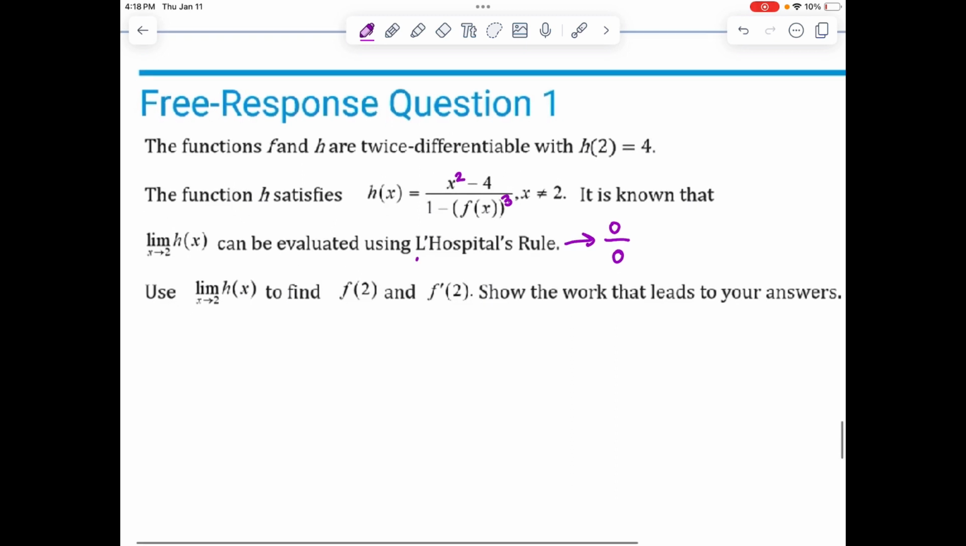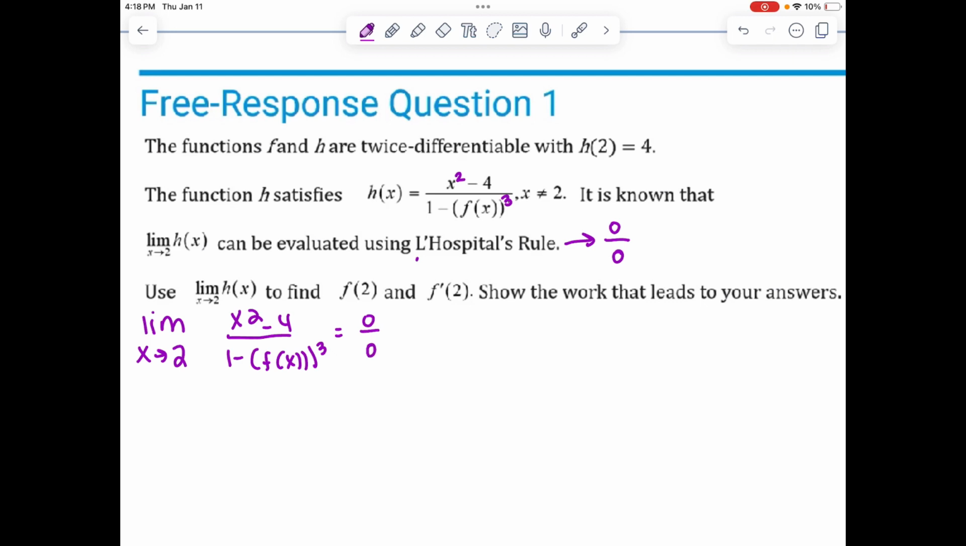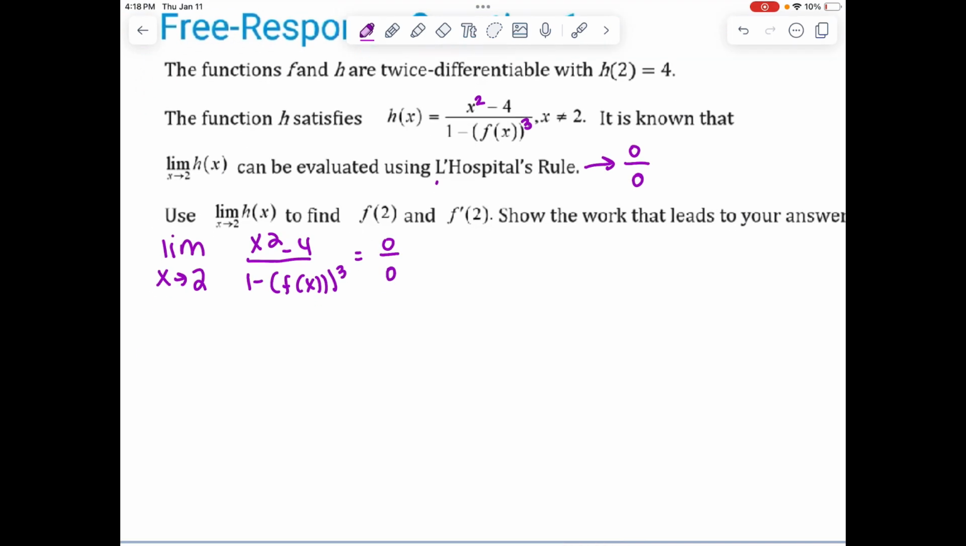So if I were to take the limit as x approaches 2 of this whole function, x squared minus 4 all over 1 minus f of x cubed, what it's saying by telling me I can use L'Hopital's rule is that this comes out to be 0 over 0, which means when I plug in 2 to the numerator, it comes out to be 0, which is quite obvious because 2 squared minus 4 is 0, but that means that this is also going to come out to be 0. So when I plug in 2 here into this function that we cube, it's going to come out to be 0. And so I'm going to solve for that.